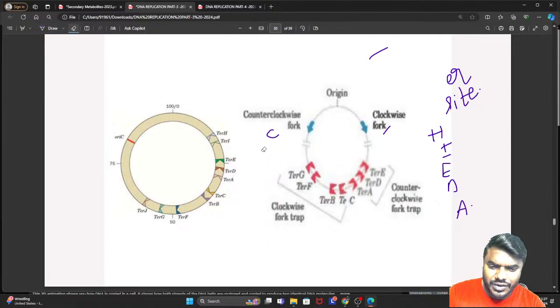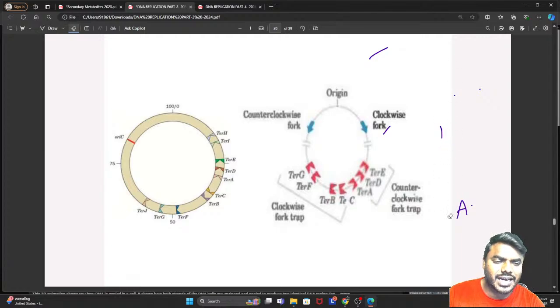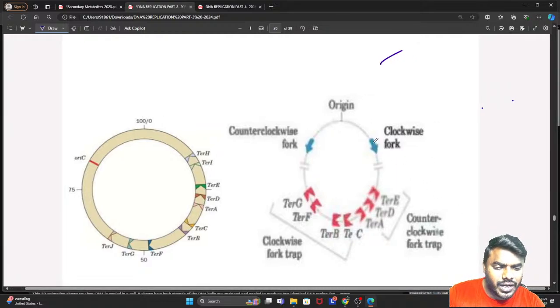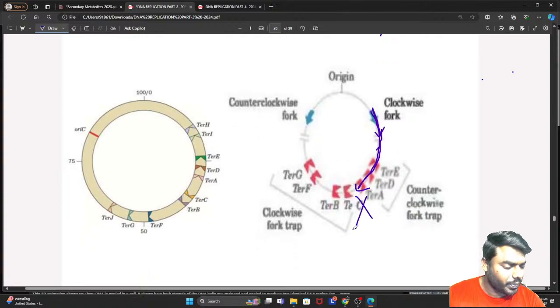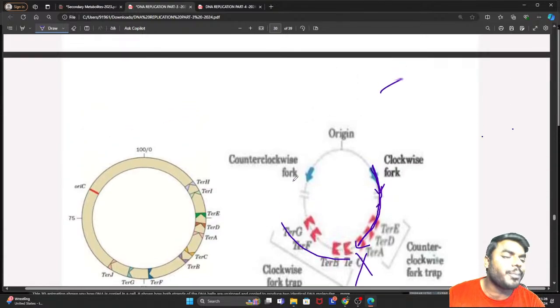Now all the students, try to understand the point very correctly, how exactly they are going to block. Focus all of you on the picture. Suppose, for example, this is the fork. Look into this. This is the fork, moving in the clockwise direction. Since it is moving in the clockwise direction, it can easily cross the termination sites which are present in the same direction. But friends, whenever the fork comes here, it will stop. Now what is the reason why it will stop? Because these termination sites are in the opposite direction.